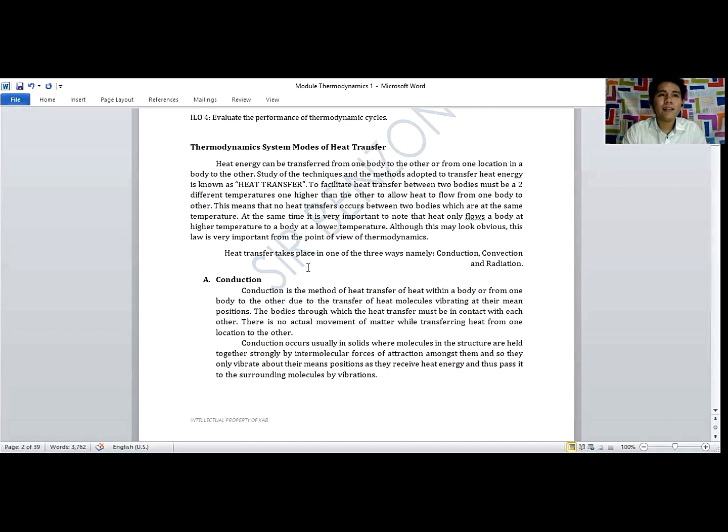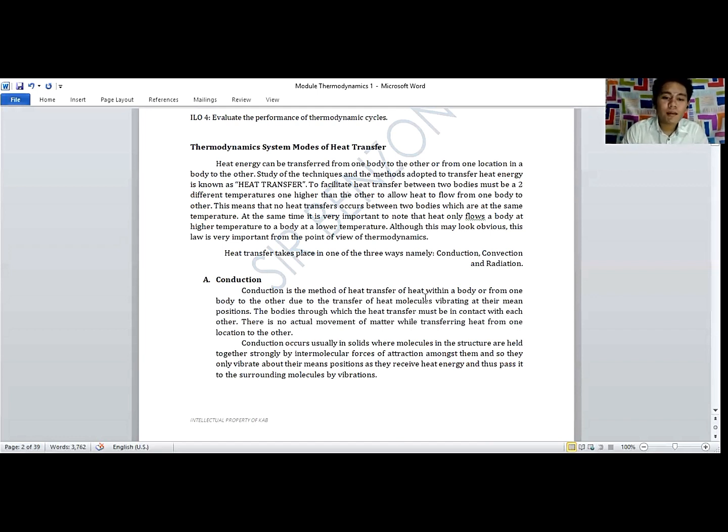A common misconception is that when we are in an air-conditioned space and the door is open, we say that the cold will go outside. Well, in fact, the heat will go inside. Next, heat transfer takes place in one of three ways, namely conduction, convection, and radiation. There are three modes of heat transfer.